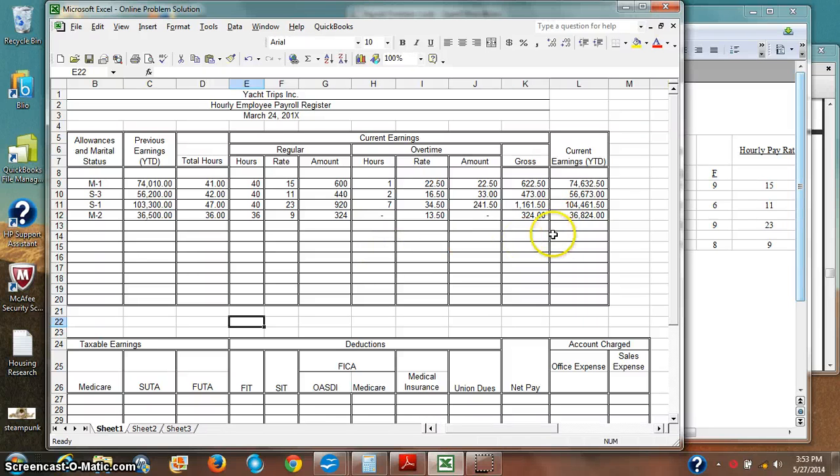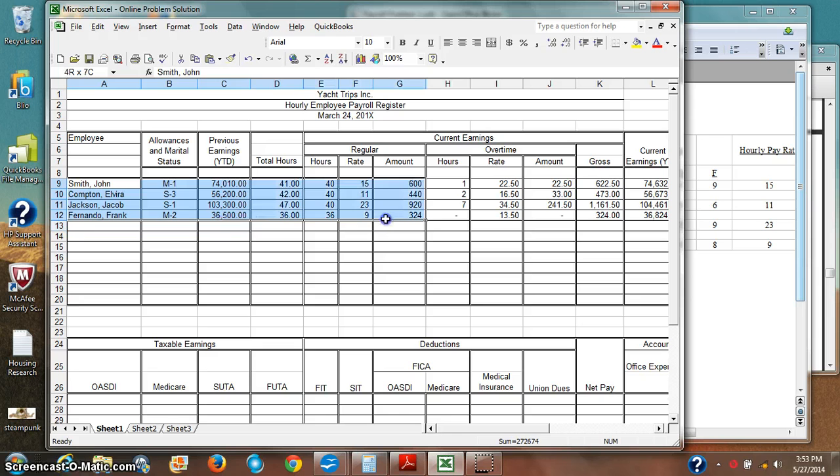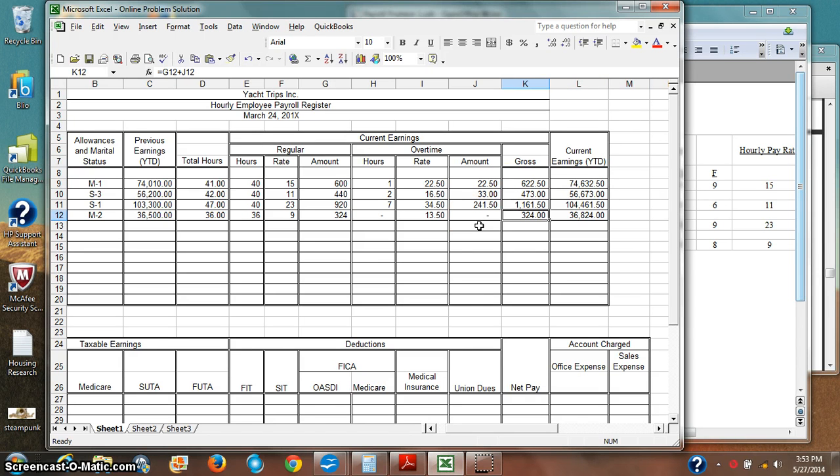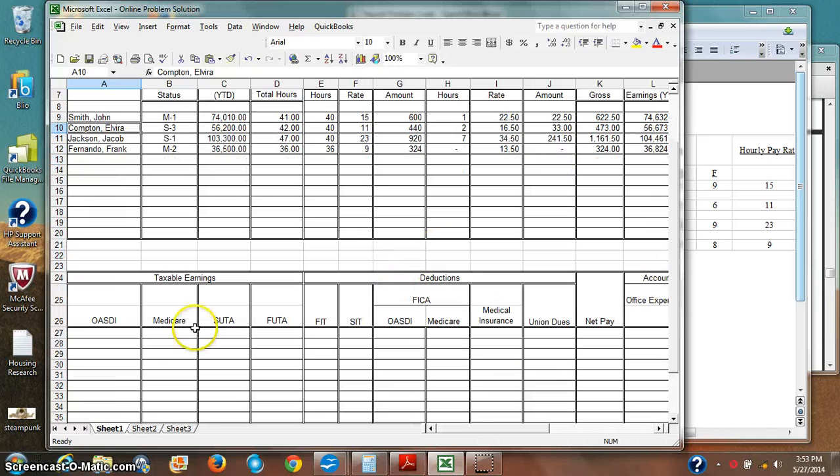I'm continuing on with my payroll problem here. I have already put in my employees, and on this first line here I've put everything up until their gross earnings, and I put in the current earnings that they've made this year so far. And now I need to continue on with the second part of this form here.